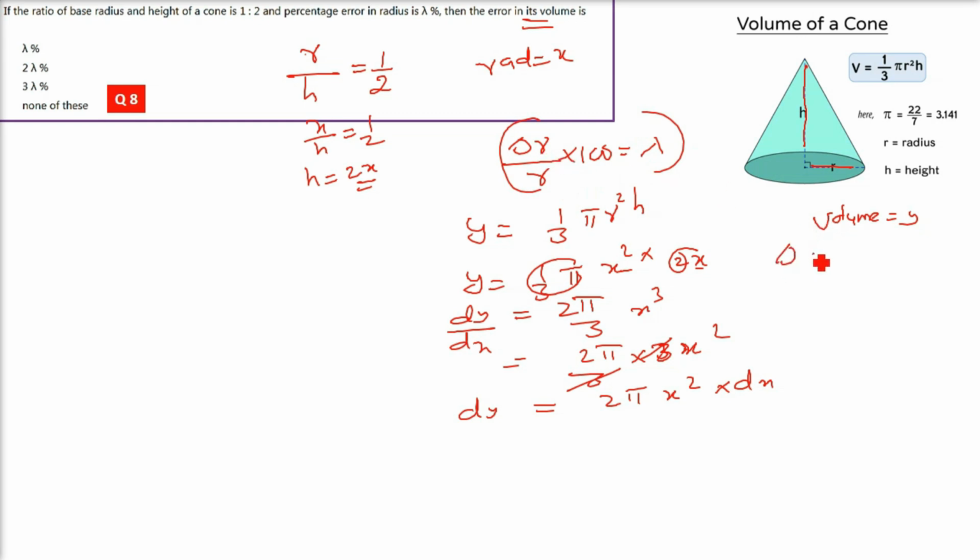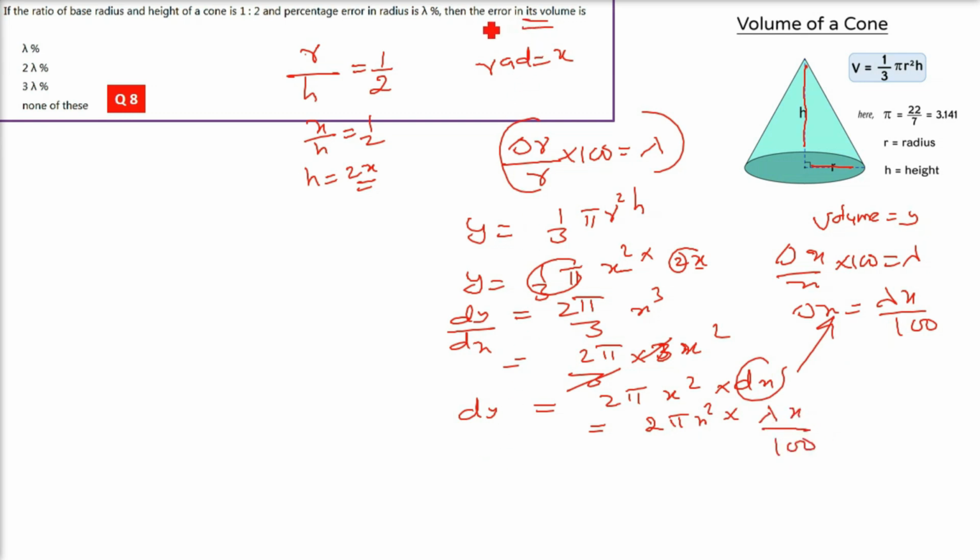As I said, radius, we will regard it as x. So delta x by x into 100 is lambda. From here you can get delta x or dx. So lambda x by 100. If you shift those on the right, 2 pi x squared in place of delta x or dx, just replace this, pi x by 100.